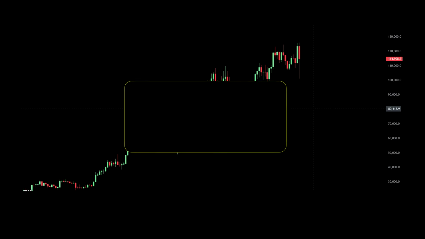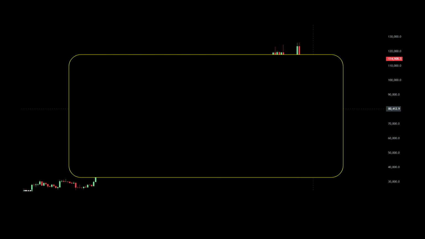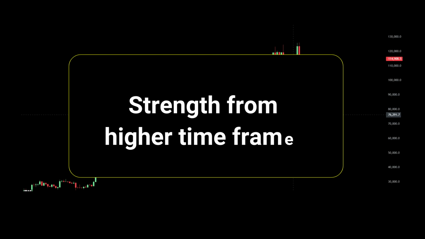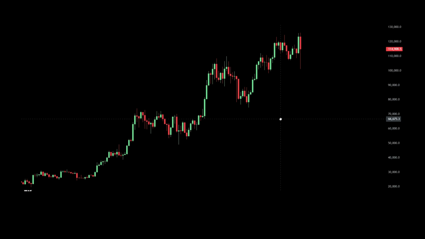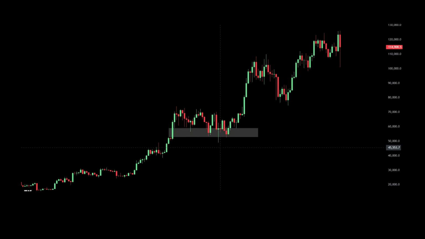When identifying fair value gaps, I like to use the higher time frames, either a weekly chart, a 3-day, a daily, a 4-hour. The higher the time frame, the stronger the level. So as you can see, I'm on a weekly chart right now, and we can mark out the fair value gaps. We get this massive displacement to the upside, price returns to the fair value gap, and this is where we want to pay attention for our entry criteria.